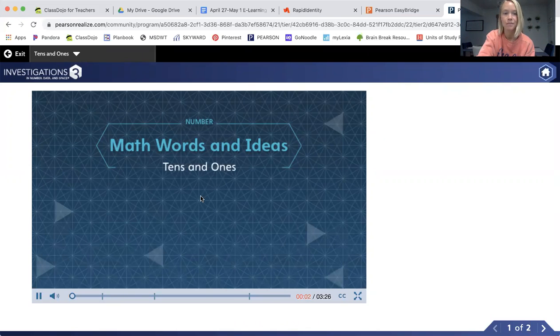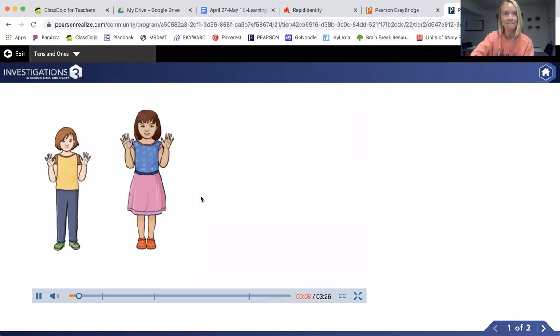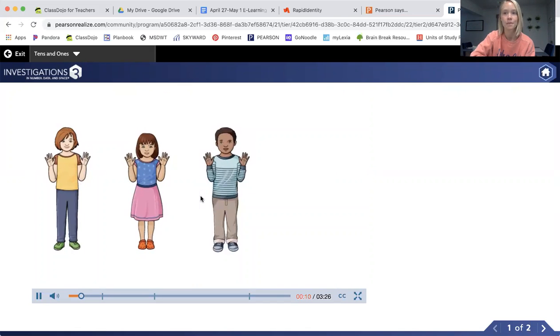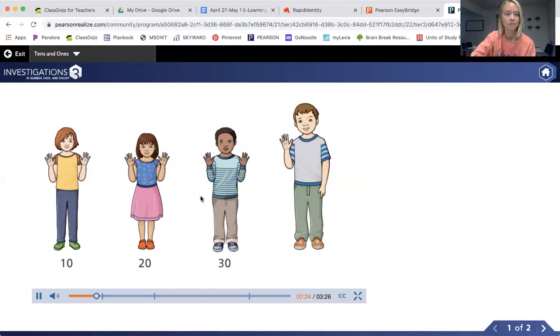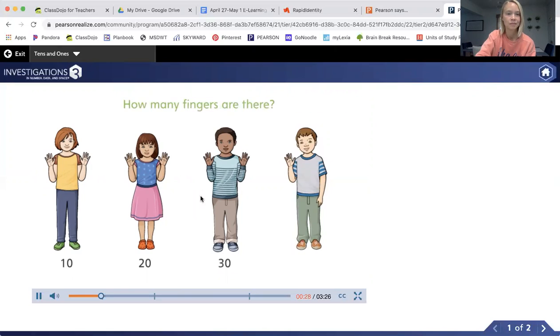Tens and ones. In my class, we like to count the number of fingers on different groups of kids. There are 3 children standing at the front of the room. Each student has 10 fingers. 10, 20, 30. There are 30 fingers. Then Paul comes over and adds 5 more fingers. Now, how many fingers are there?